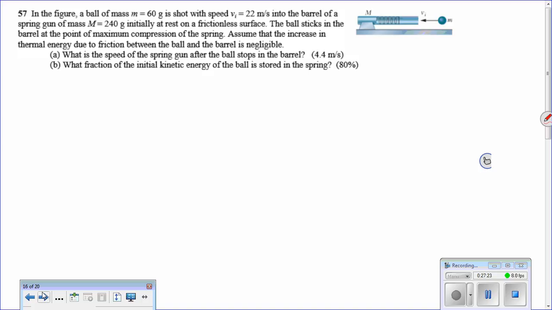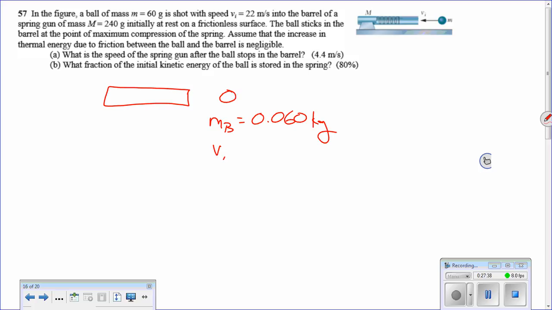So here's the deal. We've got a ball and a spring gun. The mass of the ball is 0.060 kilograms, and it's got an initial velocity, which they call VI, of 22 meters a second. Based on the drawing, it's this way. I never do this, but for this problem, let's call this way positive, because everything's going to move that way. So there's no point in keeping track of all our negatives, right? Everybody cool with that? Cool. The mass of the gun is 0.240 kilograms. Its initial velocity is 0.